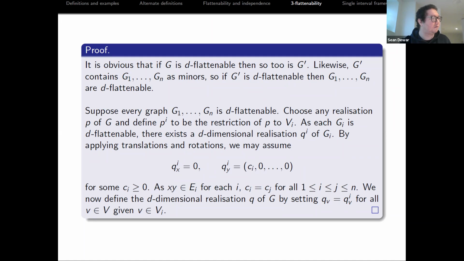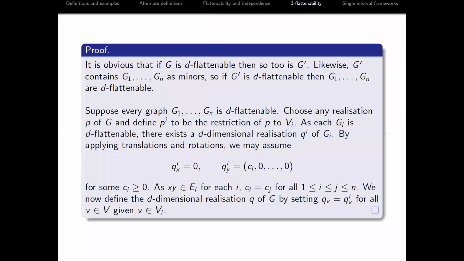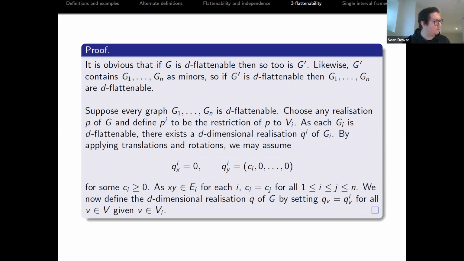Let me think. Oh no, I guess this G dash would cause problems. Yeah, so there's a restriction on the size of the clique. You have to make sure the clique's not too big. So D flattenable, you could work with anything up to a D clique. But bigger than that, you'd have a problem with this. Bigger than that, nothing's flattenable. So it's going to cause a problem.